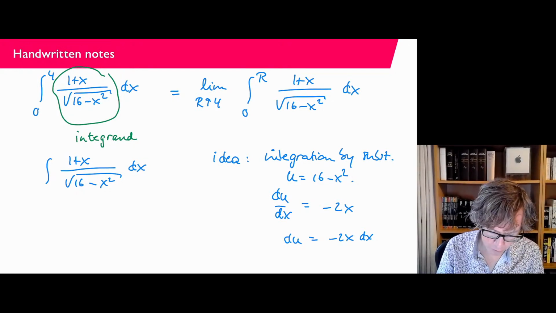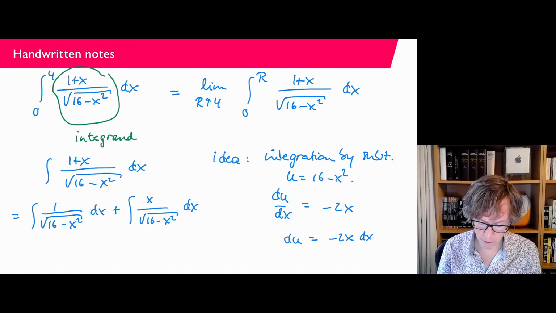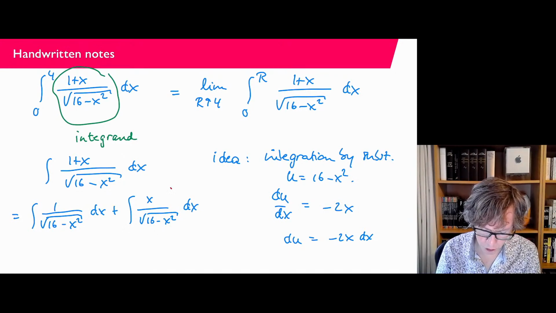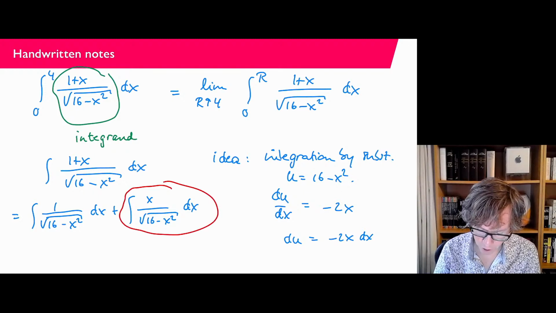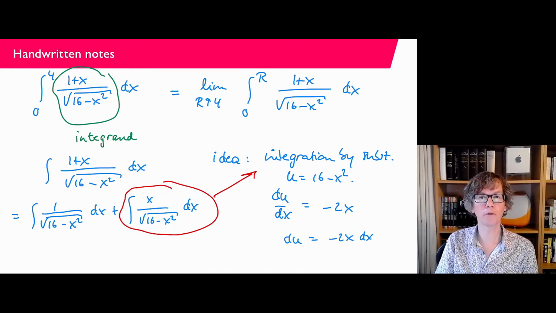So this integral equals the integral of 1 over square root of 16 minus x squared dx plus the integral of x over square root of 16 minus x squared dx. And then the idea is that for the second integral, let's do this in red, that is where the integration by substitution is going to work. And for the first one, there was no x in the numerator, so I cannot do integration by substitution. That's not going to work here.